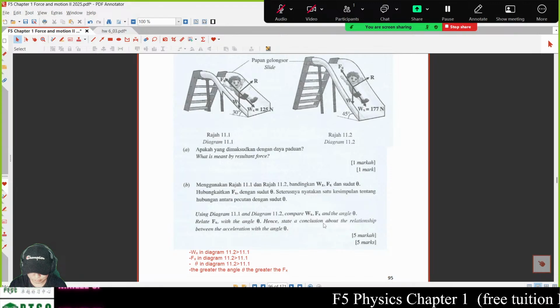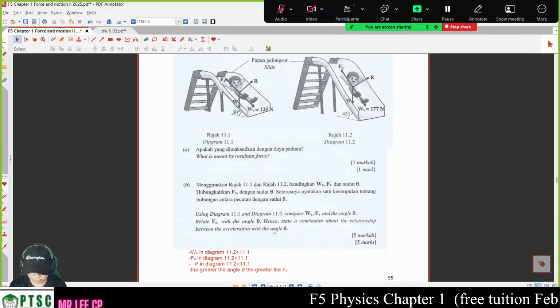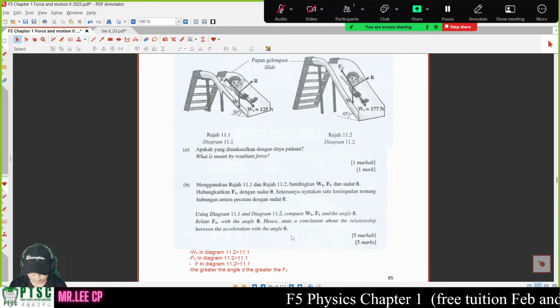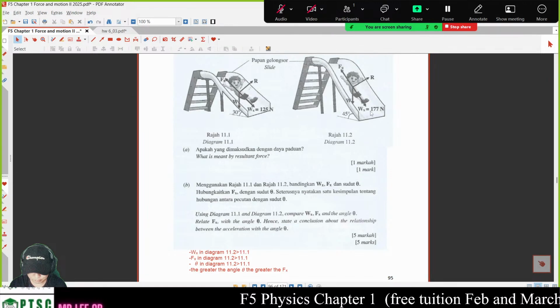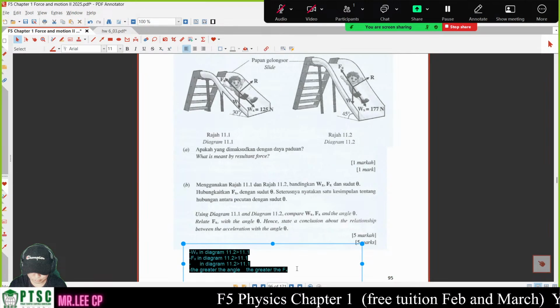Next one. State a conclusion on the relationship between acceleration and the theta. The larger the angle, the larger the acceleration.